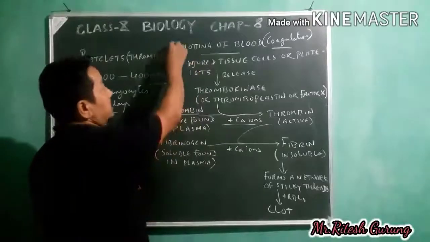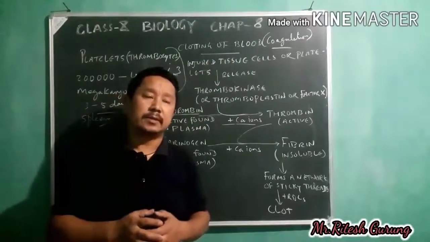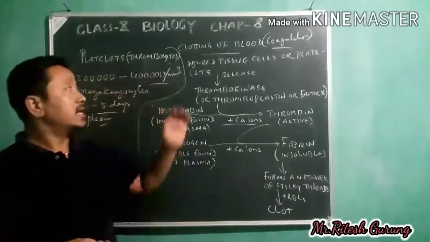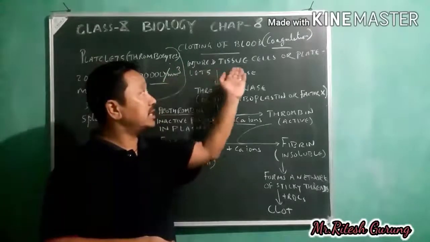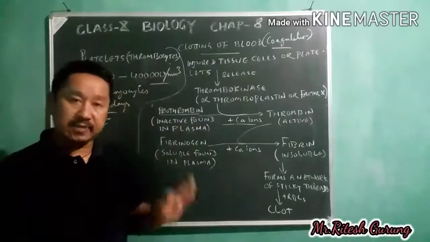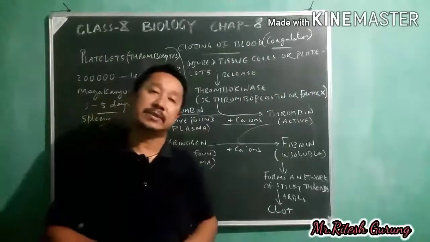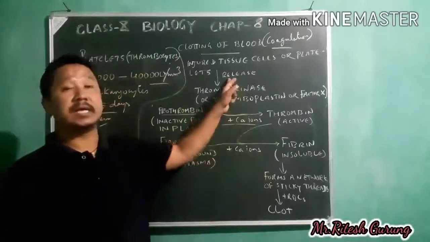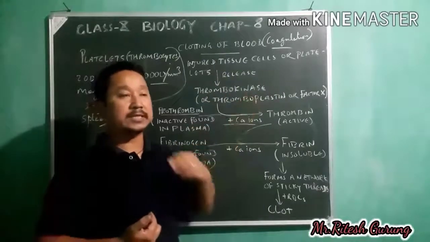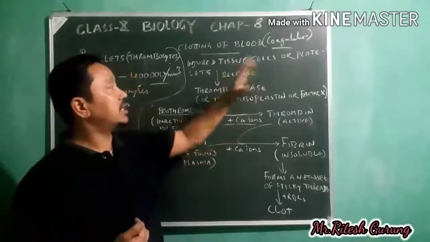Let us go to the clotting of blood now, the coagulation of blood. When a part of the body is injured or cut, the tissue cells in the injured region get damaged, or the platelets get damaged there. When they are damaged, they release a kind of enzyme called thrombokinase. Thrombokinase is an enzyme produced by the damaged or injured tissue cells or platelets.